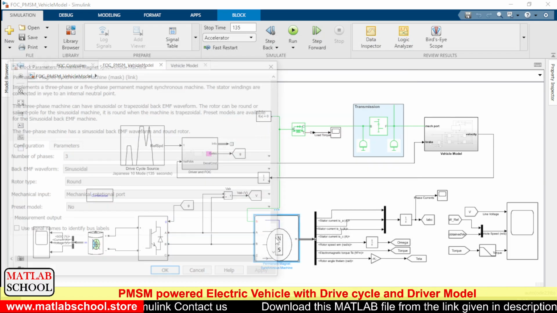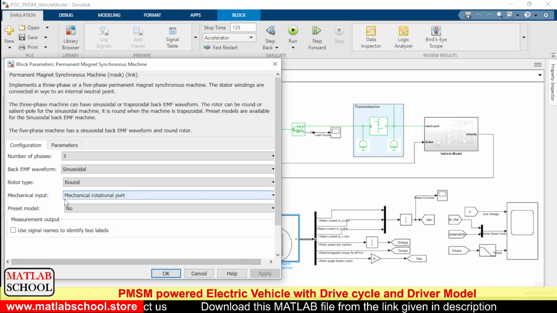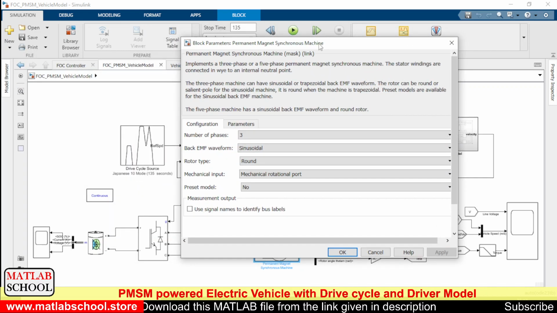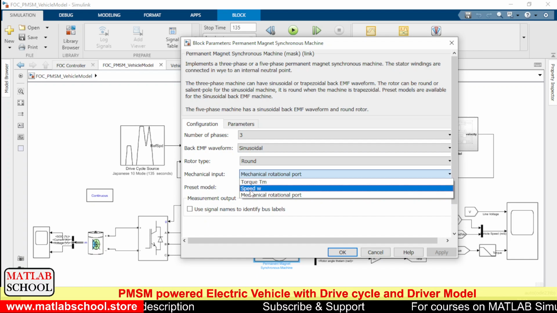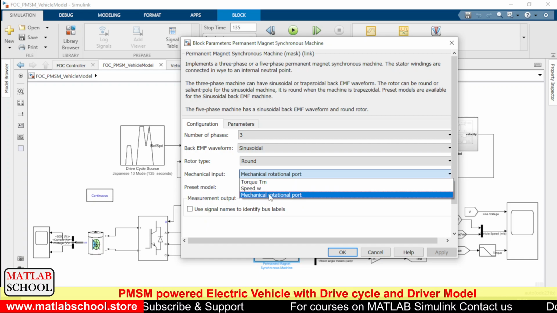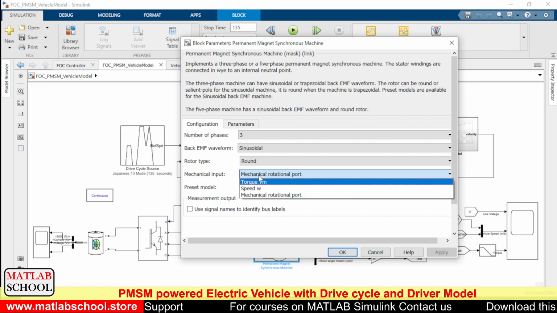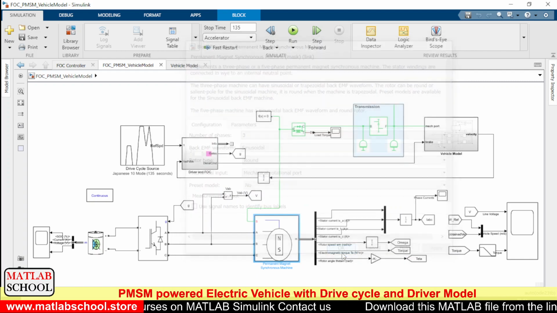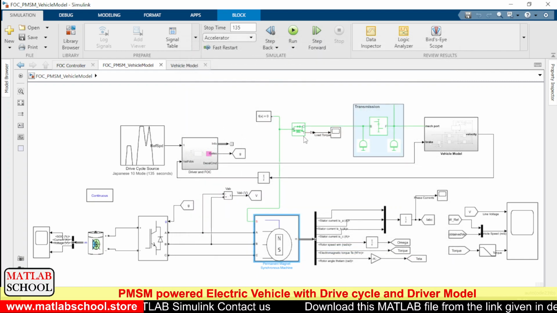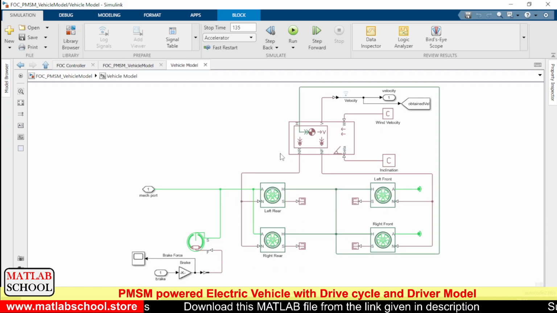And this is the PMSM model that we have. In the PMSM model, I have chosen the mechanical rotational port as the input. In older versions of MATLAB, we will see only torque and speed as mechanical input, but in the latest versions of MATLAB, we have mechanical rotational ports in addition to torque and speed. With this addition, we can easily include physical models like the torque sensors and vehicle body.